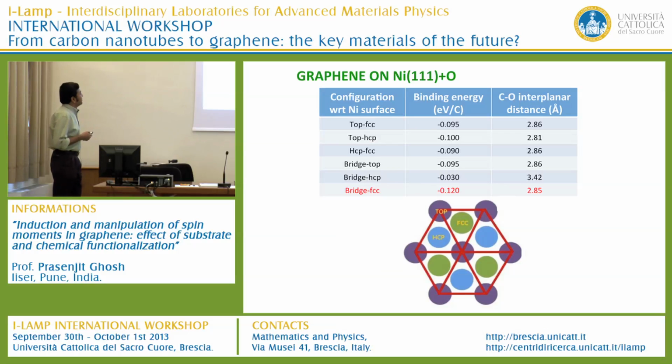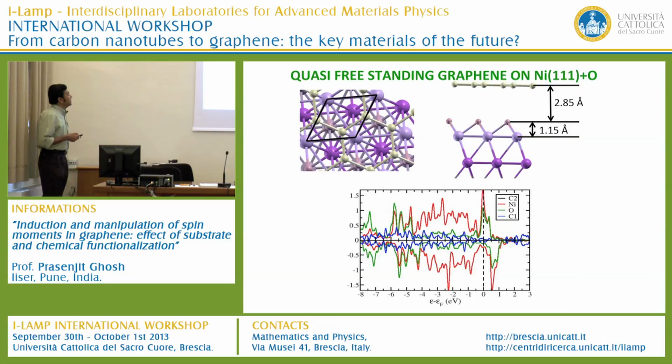So there are the bridge top, bridge HCP and bridge FCC configurations. The convention which we follow is that when I say, for example, it's a bridge top configuration, what I mean is that the top atom is the central site, and the two carbon atoms are at the bridge site between the top and the FCC positions, and the bridge site between the top and the HCP position. And in all these cases, what we find is that the interaction between the graphene sheet and the substrate is mainly due to van der Waals interactions. The distance between the carbon atoms of the graphene sheet and the oxygen surface is about 2.85 angstrom.